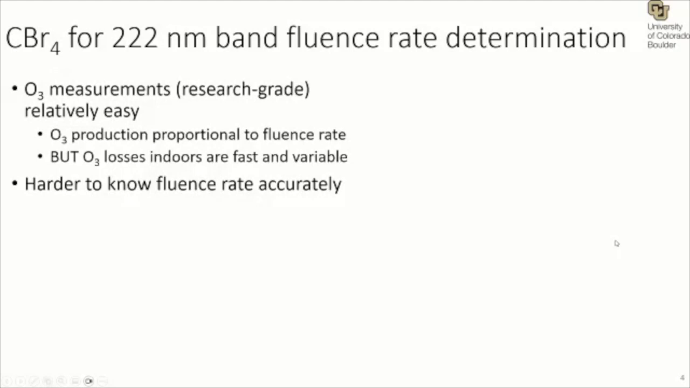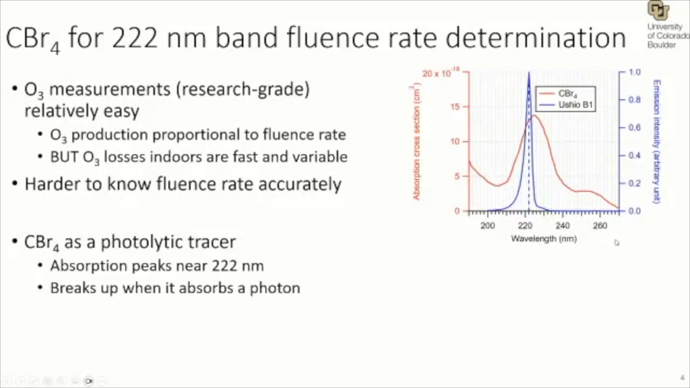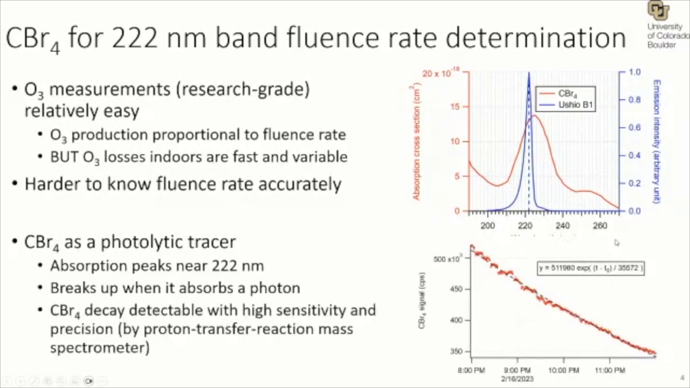But we can't use this to determine fluence rate in most indoor environments because ozone losses are also governing its concentration, and the losses are fast and variable there. So I propose CBr4 as a photolytic tracer for the 222 nanometer band fluence rate determination because its absorption peaks near 222 nanometers and it breaks up when it absorbs a photon. And its photolytic decay can be detected with high sensitivity and precision by proton transfer reaction mass spectrometry.